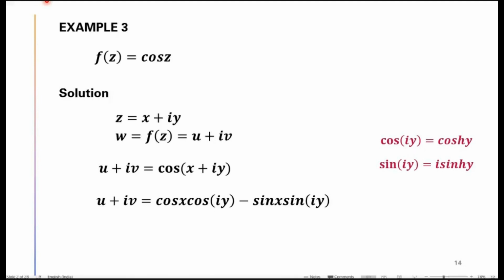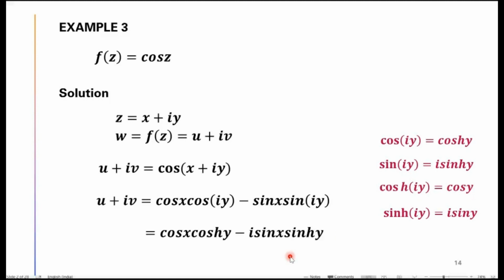Similarly, when you have cosh iy, that becomes cos y, and sinh iy becomes i sin y. I have given these formulas in the prerequisite part, so I'm just recalling whatever we have done. Now substitute here: cos x cos iy, replacing cos iy with cosh y and sin iy with i sinh y. Okay, so this is the method of simplifying, or separating real and imaginary parts, for sine and cosine trigonometric functions.